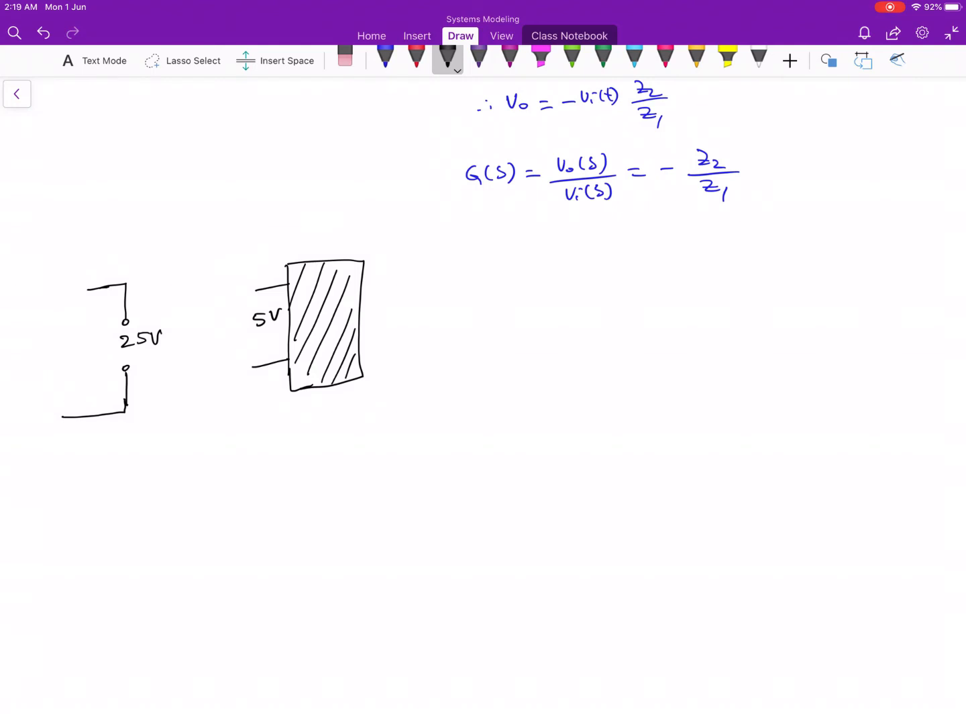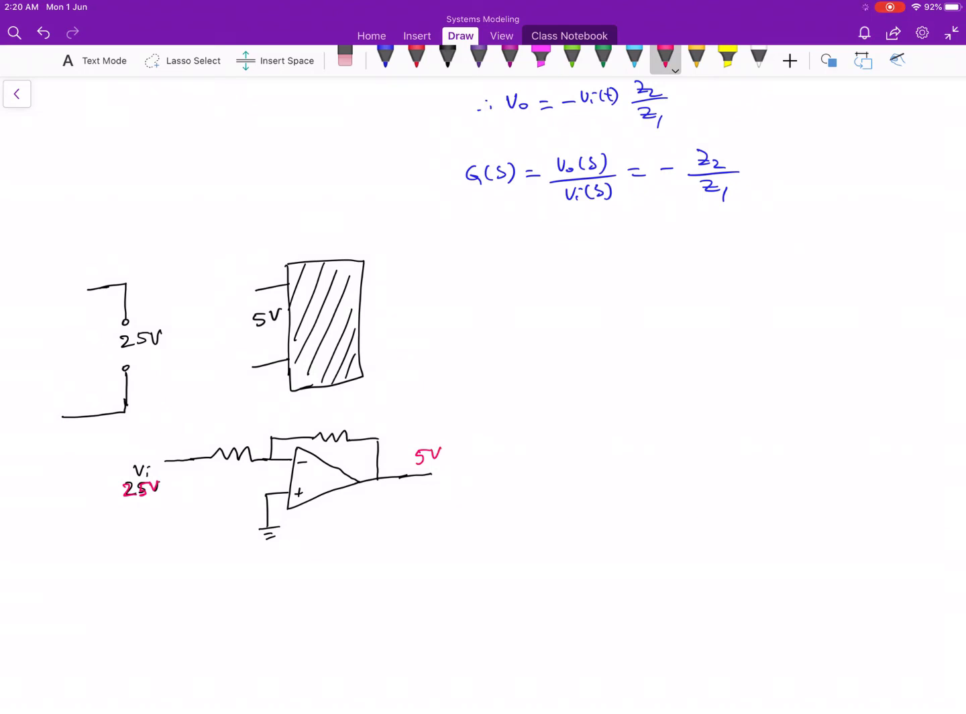We know that we are going to have an amplifier. Let's draw the amplifier here. So this is what we are going to have. Our input is 25 volt, and we want our output to be 5 volt. We want 5 volt here.